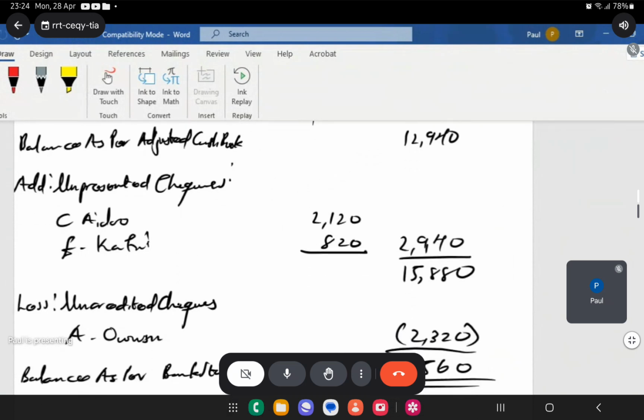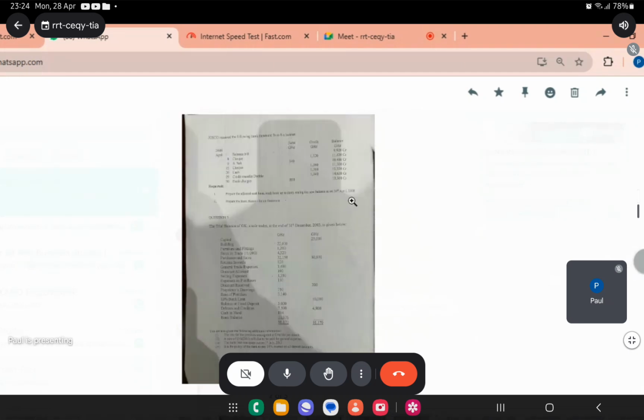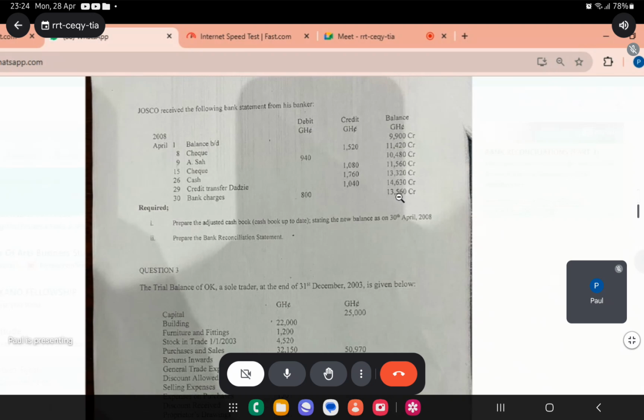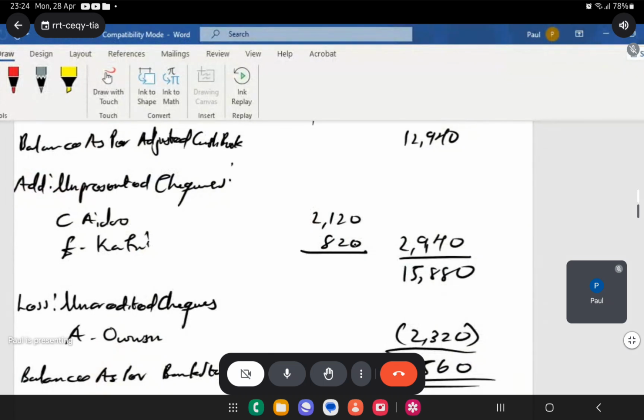When you check the question, you can see it's here: 13,560 as the closing balance on the 30th. Have you seen it? So we are done. Any questions?